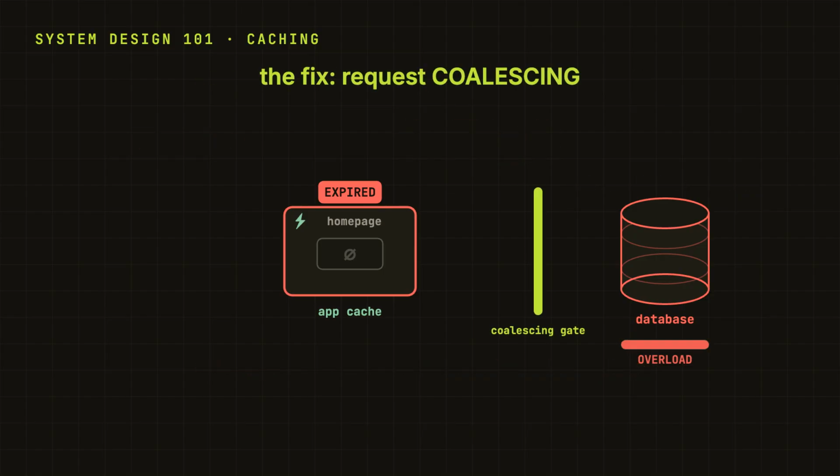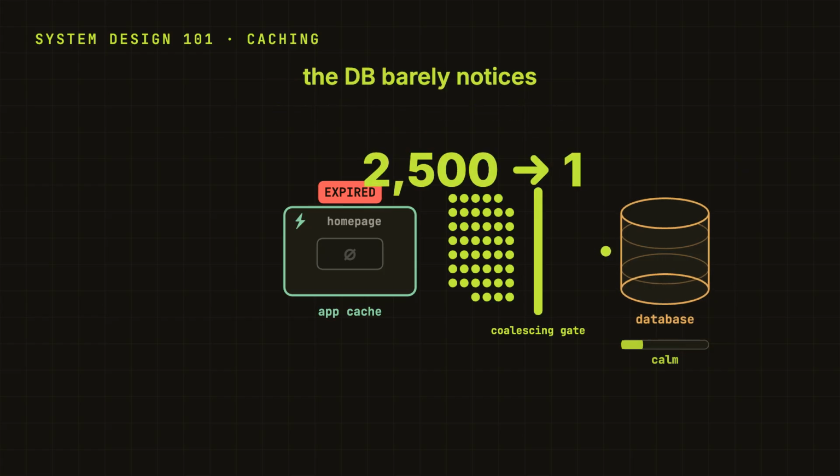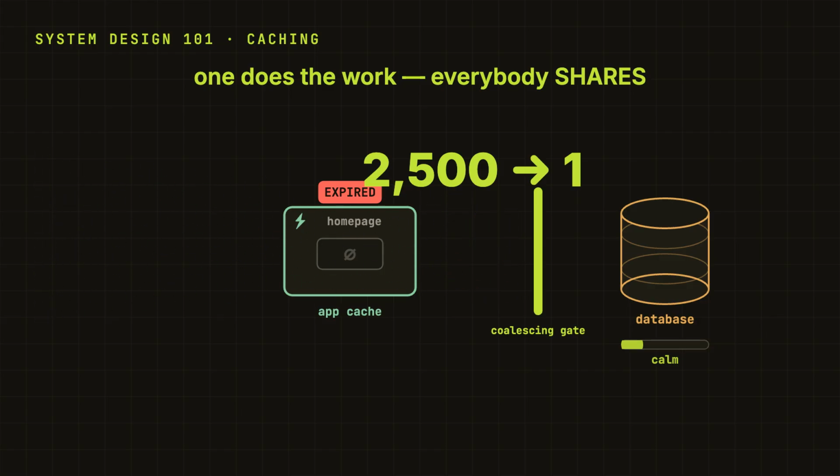So, how do we fix it? The main trick is honestly quite simple. It is called request coalescing. When that hot key misses, you let one request go and rebuild it, and you make everyone else just wait for that one result. So, 2500 rebuilds collapse into one, and the database barely notices. One request does the work, everybody shares the answer, and this is a well known standard trick. Nginx has it built in, and CDNs call it request collapsing.